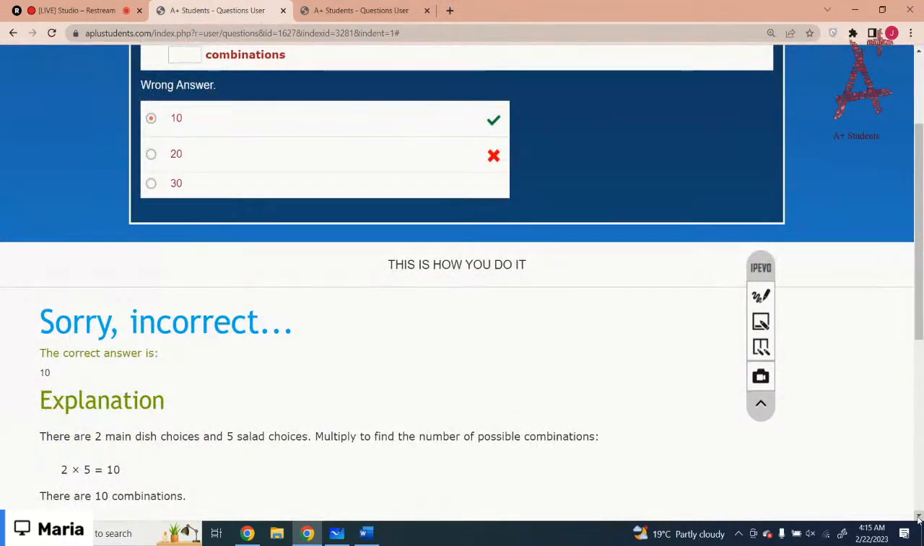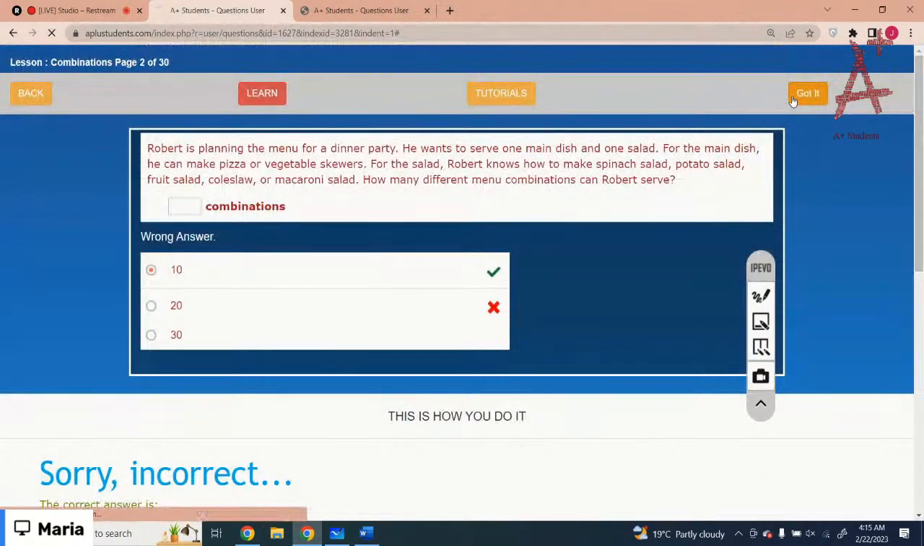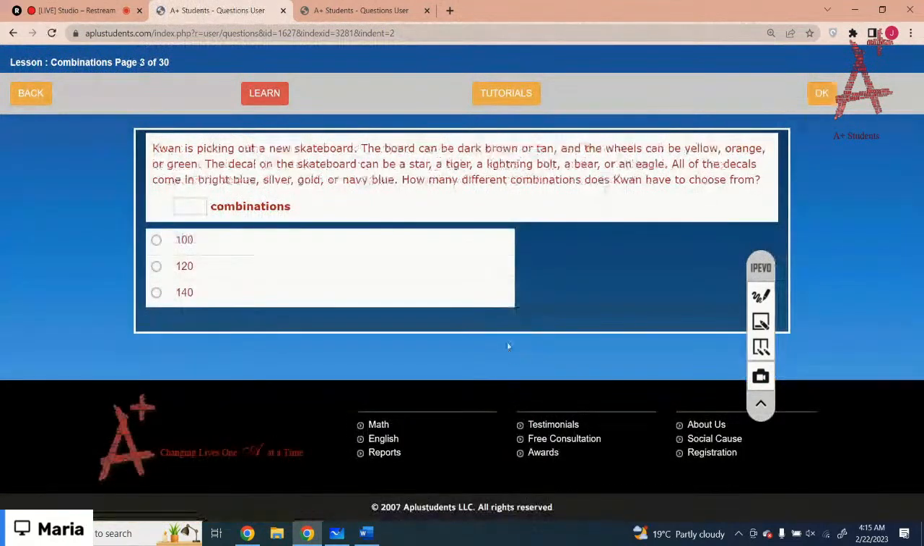Okay, dishes, and you have to do just 5 times 2. Got it? The total combinations are 5 times 2, 10 total combinations. Got it? Okay.